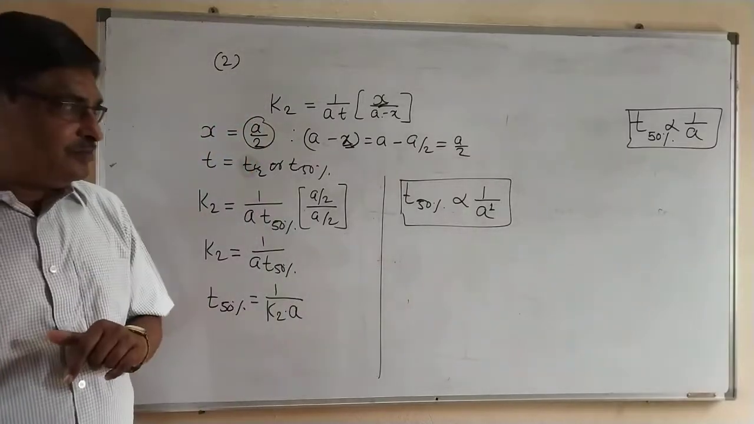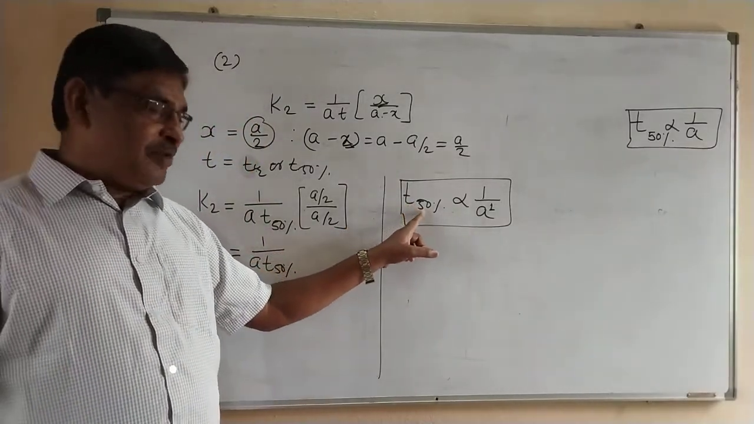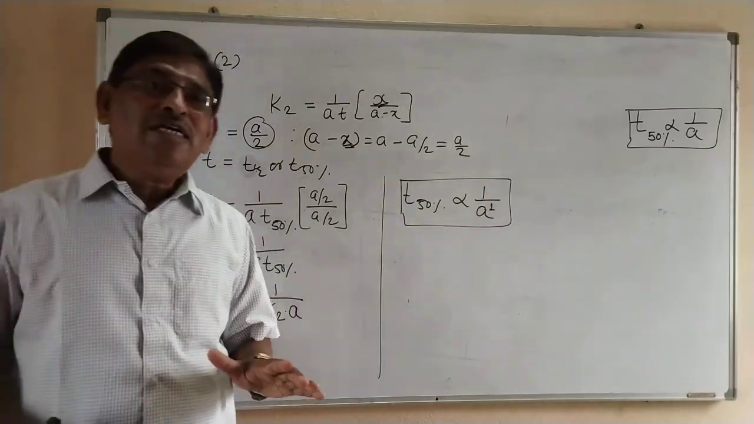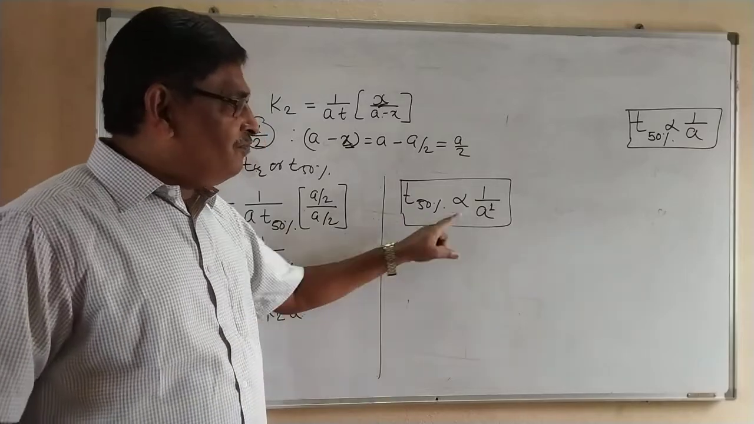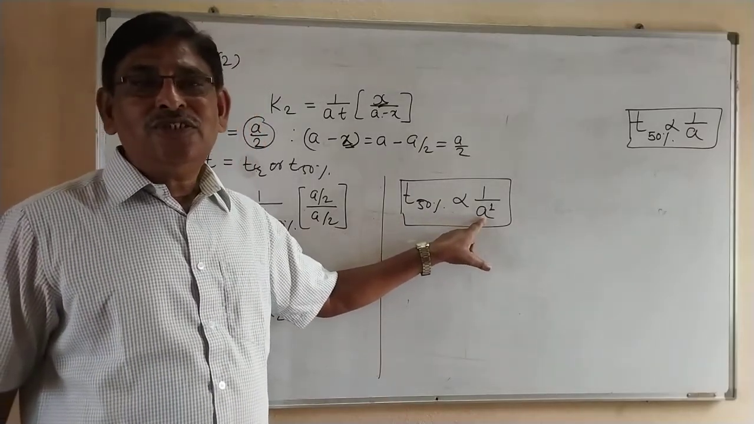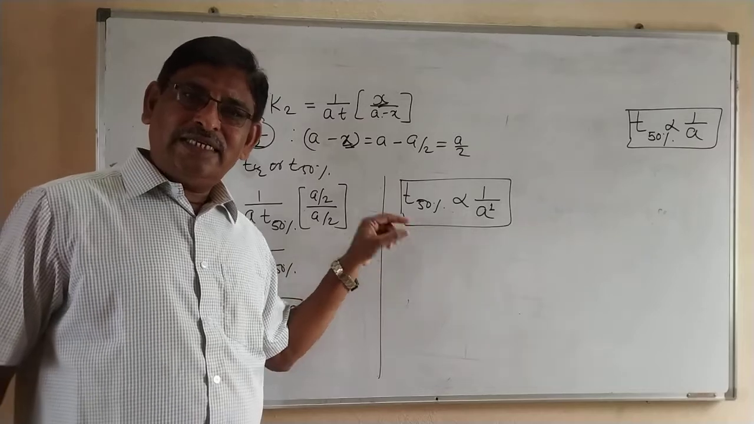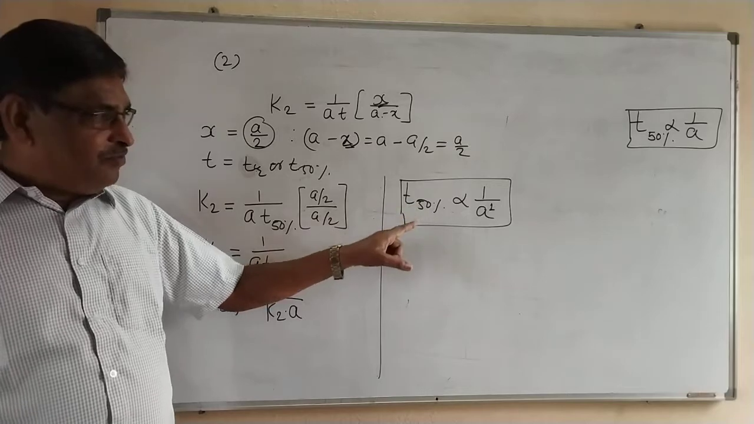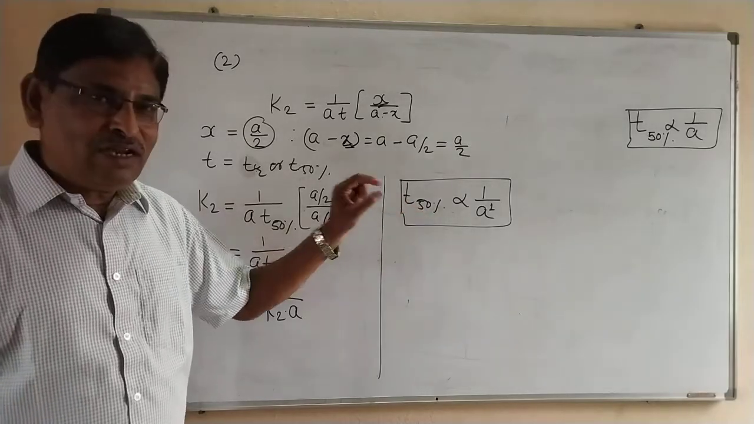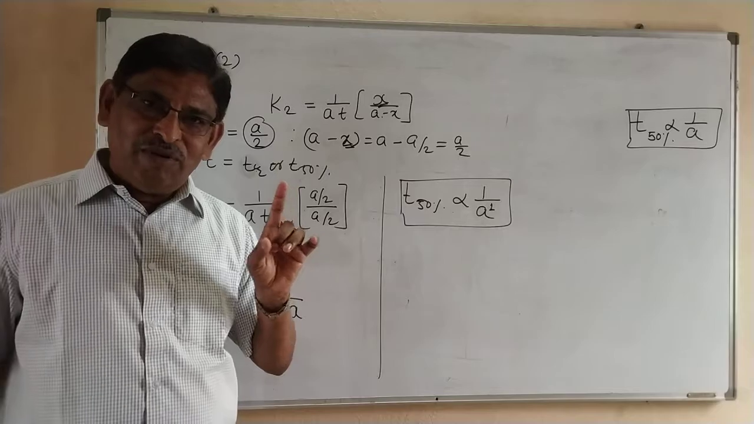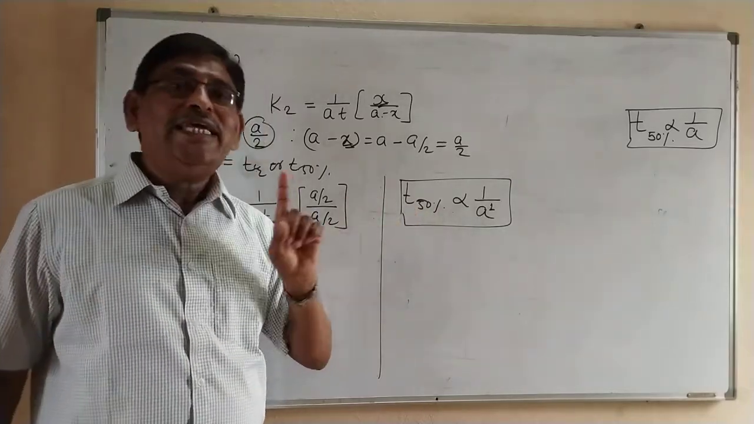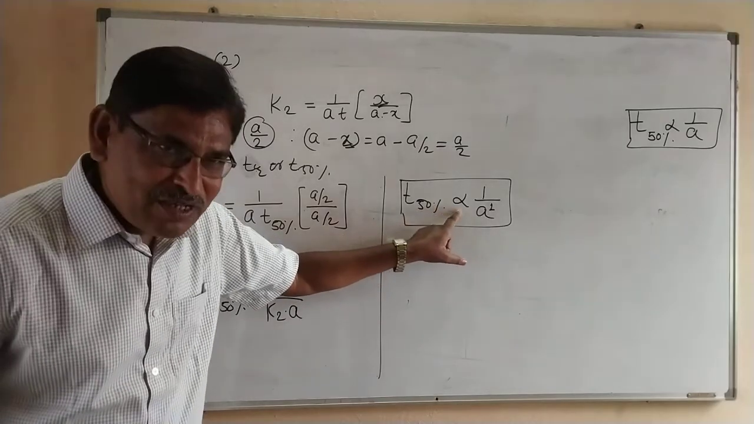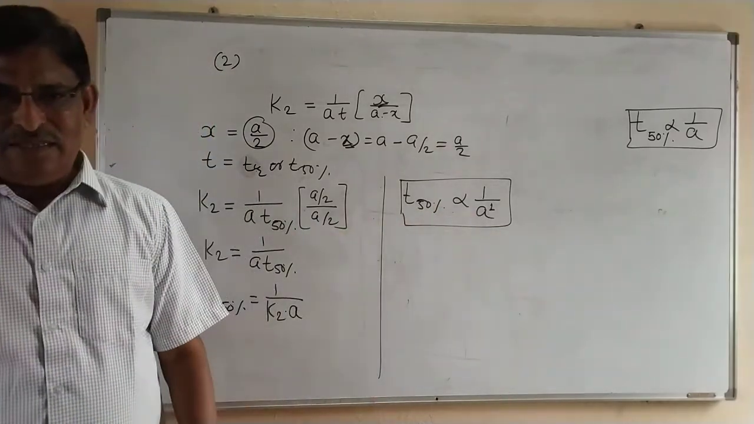Third conclusion may be drawn. Time for 50% change and initial concentration both are inverse to each other. The higher the initial concentration, the shorter will be the half-life period. These are some of the conclusions drawn from this equation. And therefore, from this equation, we conclude that time required to bring about 50% of change is, I beg your pardon, inversely proportional to the first power of initial concentration.